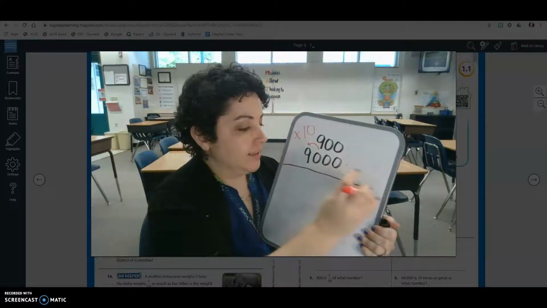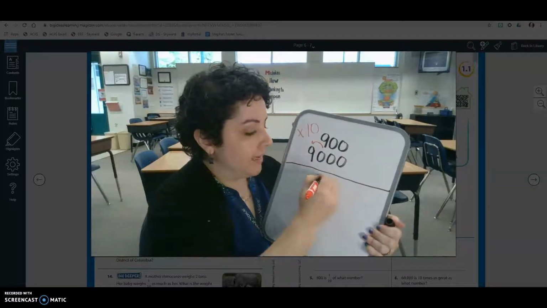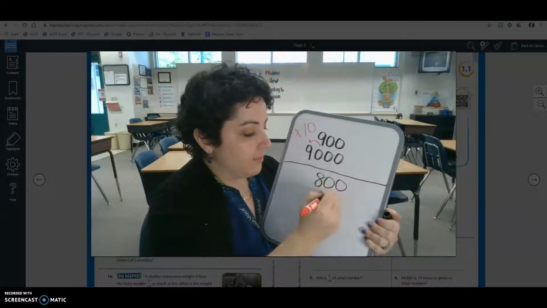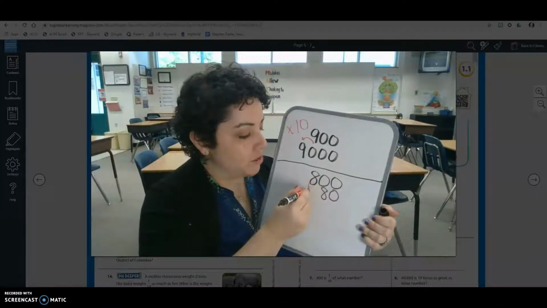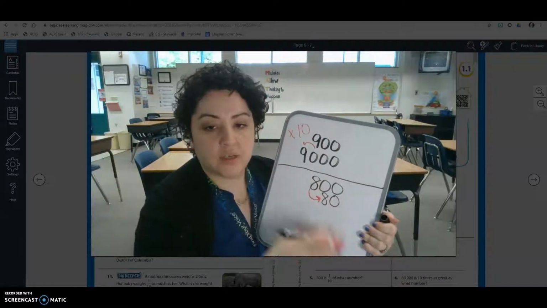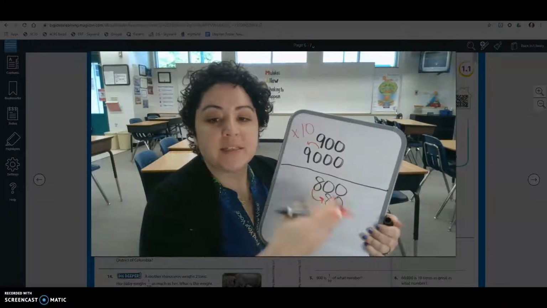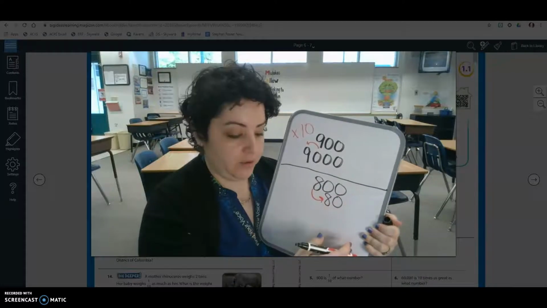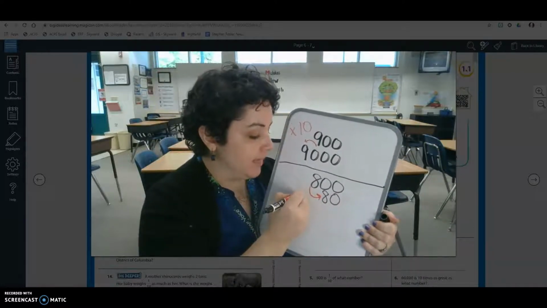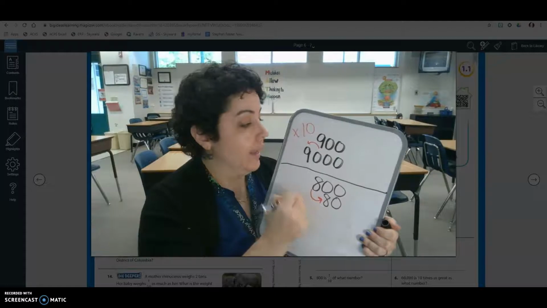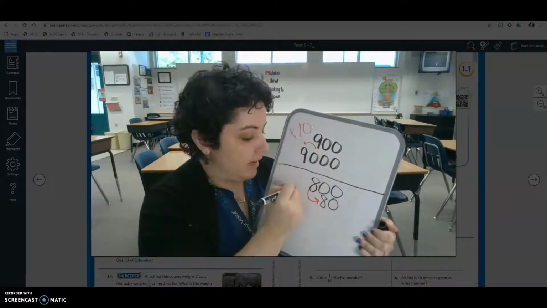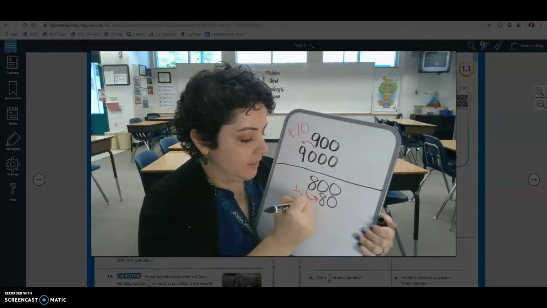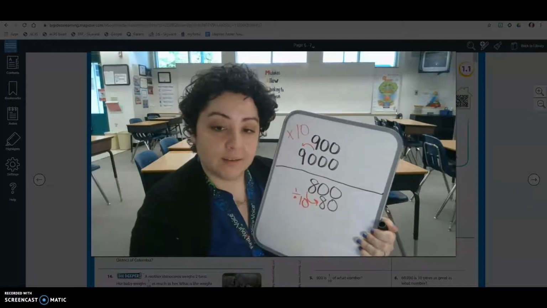Another thing to keep in mind is if I'm comparing a number like 800 to 80, the place value is actually moving the opposite direction. It's moving right, which means the number is getting smaller. In fact, you could say that the number is getting 10 times smaller. And how I would show that is by showing the opposite of multiplication. I would show division. It's going to be divided by 10.